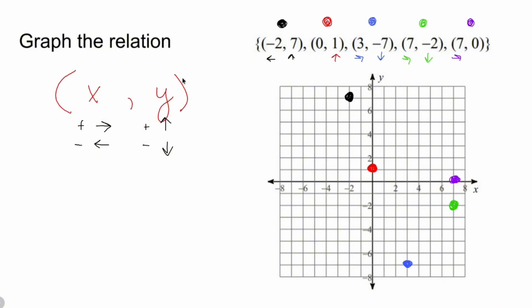Okay, so remember, when you graph coordinates on a coordinate plane, positive x means you go right, negative x means you go left, positive y means you go up, negative y means you go down, and any of these being zeros means you don't move at all.